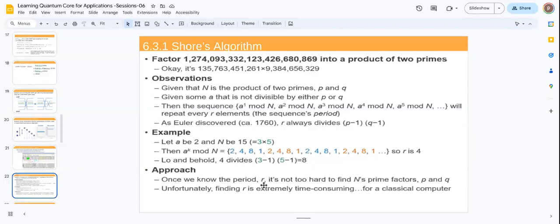So once we know the period r, it's not too hard to find the n primes p and q. But unfortunately, finding the exact period takes an extremely long time on a classical computer. So if I give you a factor of, like calculation of pi, similarly this factoring is a very important thing.